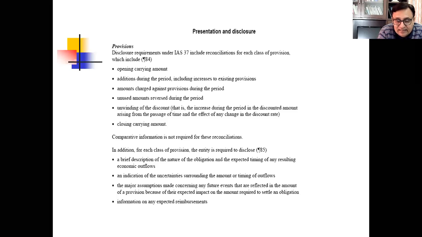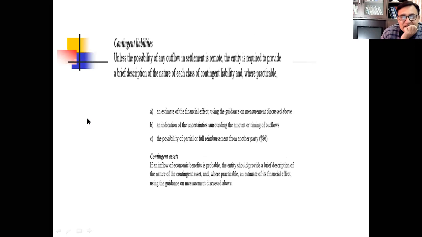So information on any expected reimbursement needs to be given. Similarly, regarding contingent liabilities, unless the possibility of any outflow in settlement is remote, the entity is required to provide a brief description of the nature of each class of contingent liability. The estimate of financial effect, an indication of uncertainties, or the possibility of partial or full reimbursement from any party should also be there.